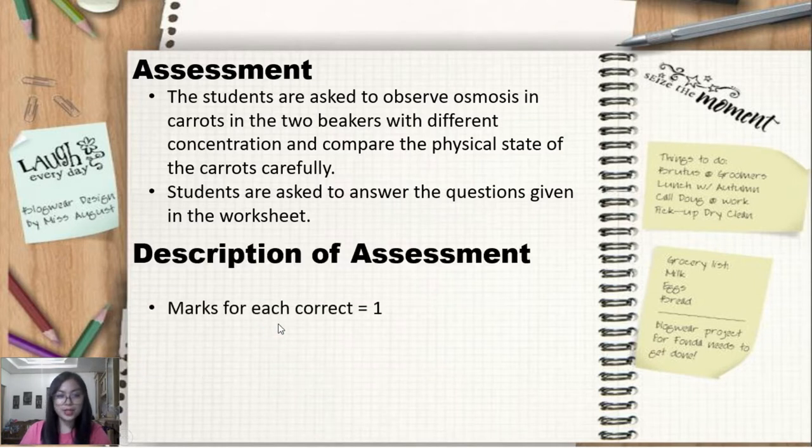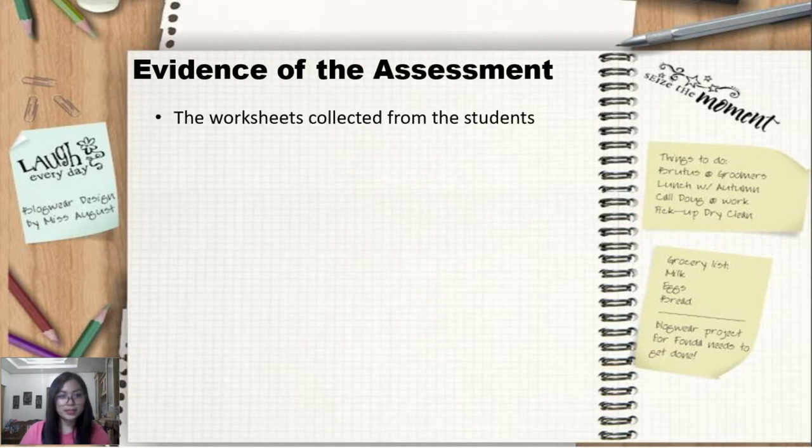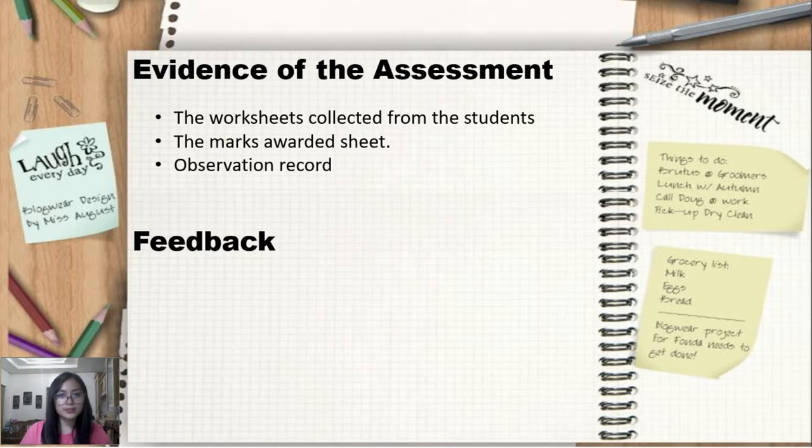So the description of assessment, there you can see, marks for each correct is equal to 1. The teacher will evaluate the worksheet. The student has answered more than 5 correct, so the total marks will be 5. So these are the evidences of assessment: worksheets collected from the students, marks awarded sheet, and observation record.